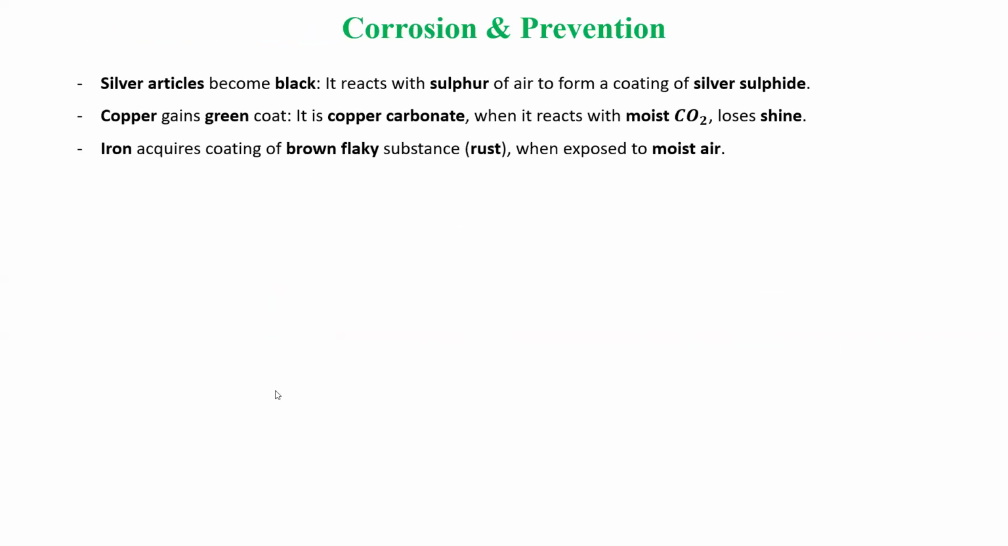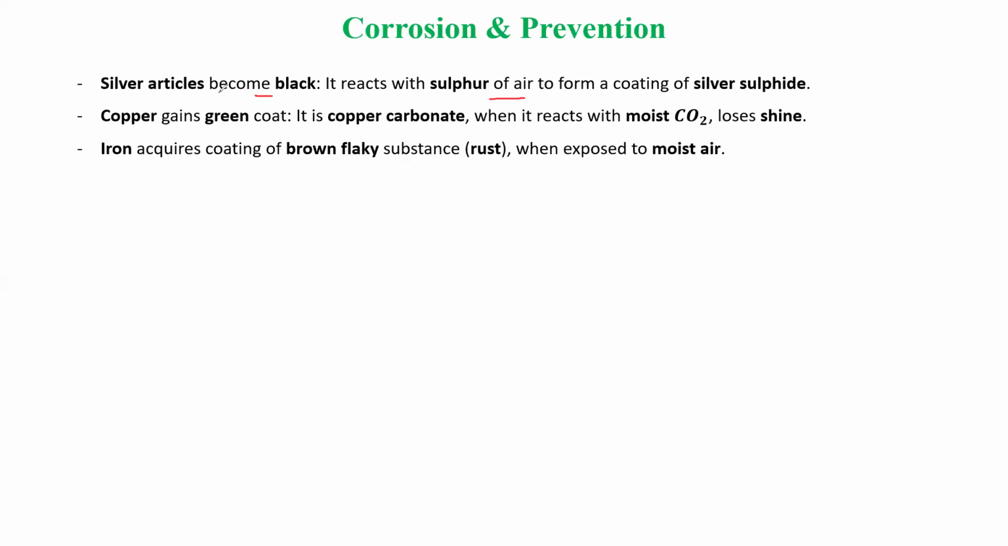Next, we have what corrosion is and how we can prevent corrosion. We are always surrounded by so many metals that, day by day, undergo the corrosion process. Here, if you see some examples, silver articles and ornaments become black. Why do they become black? Since the silver reacts with sulfur which is available in the air, and it forms a coating of silver sulfide.